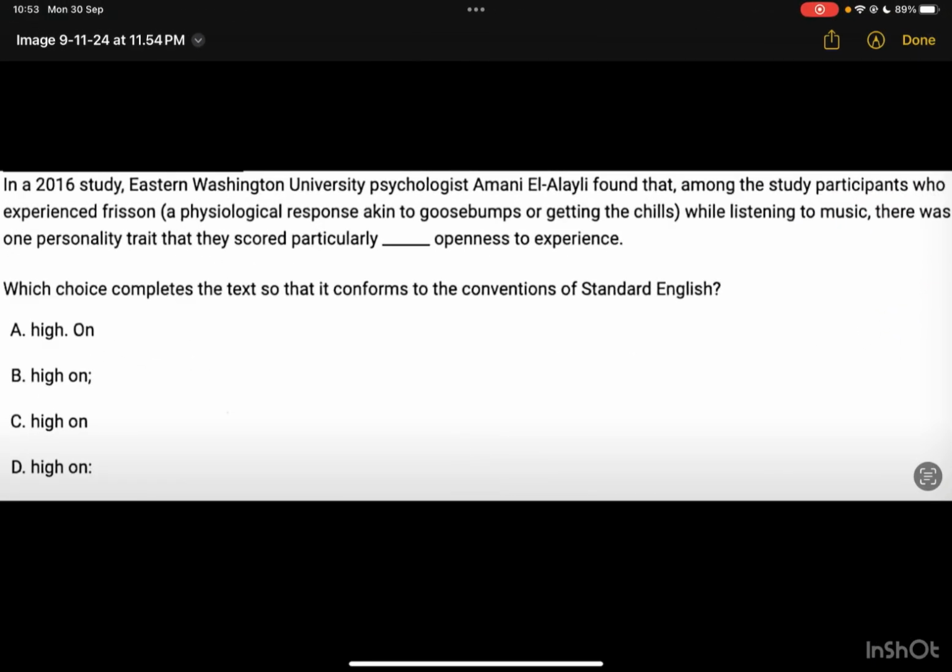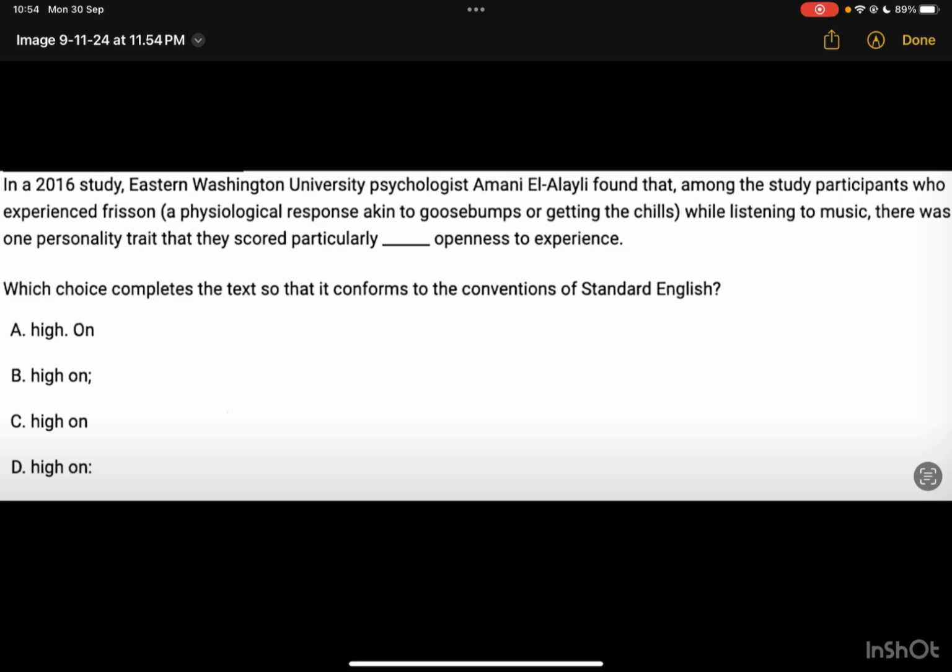Let's move on with another grammar and writing question. In a 2016 study, Eastern Washington University psychologist Amani L.A. found that among the study participants who experienced frisson, a psychological response akin to goosebumps or getting chills while listening to music, there was one personality trait that they scored particularly high on, openness to experience. Which choice completes the text so that it conforms to the conventions of standard English?